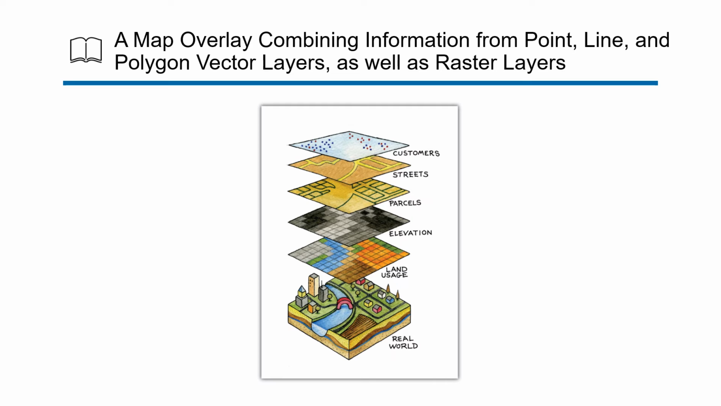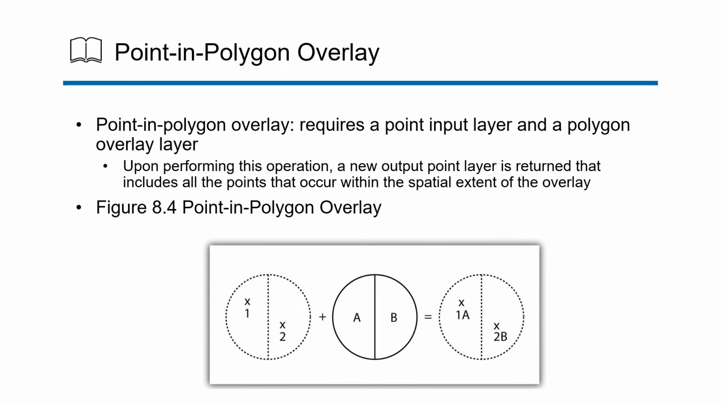And it would look kind of like this. Map overlay combining information from points, lines, and polygon vector layers as well as raster layers. And so a simple map overlay just stacks up all the things that you know and all the stuff that you have together. Now, these overlays can be a little more complicated than just looking like they're stacked on top of one another.